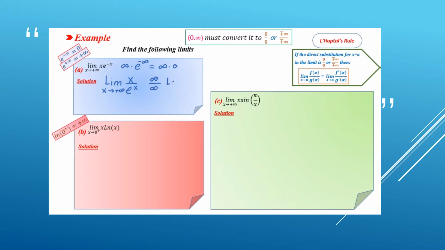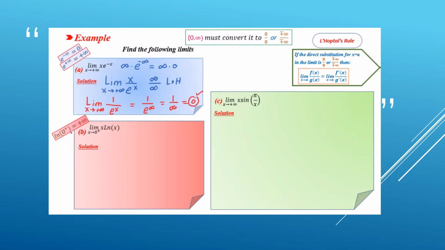So we can use L'Hopital's rule to find the limit. You have to find the limit of f prime over g prime, which is 1 over the derivative of e to the power x, which is e to the power x, when x goes to positive infinity. And this equals 1 over e to the power infinity, and e to the power infinity equals infinity, and 1 over infinity equals 0.